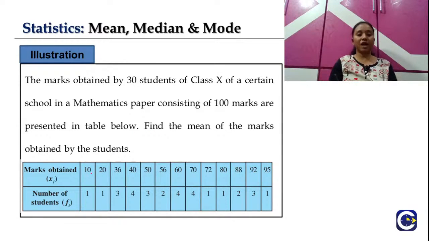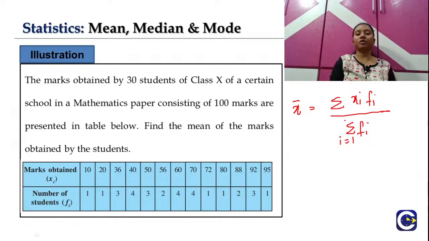The marks here are 10, 20, 36, 40, 50. What does the frequency say here? 3 students have secured 50 marks, and 2 students secured 56. That's what the frequency talks about, the number of students. When we have frequency, we find the mean as x bar equal to sigma xi fi divided by sigma fi, where i varies from 1 to n, same with the numerator. This is the formula for our discrete series. So quickly apply this and find the answer, guys.